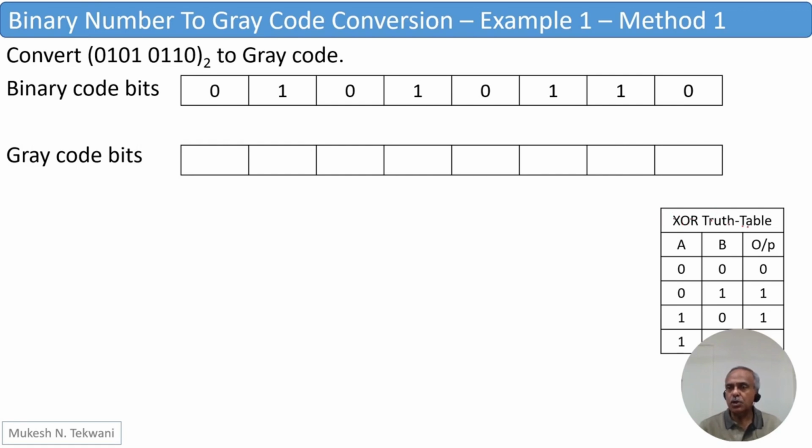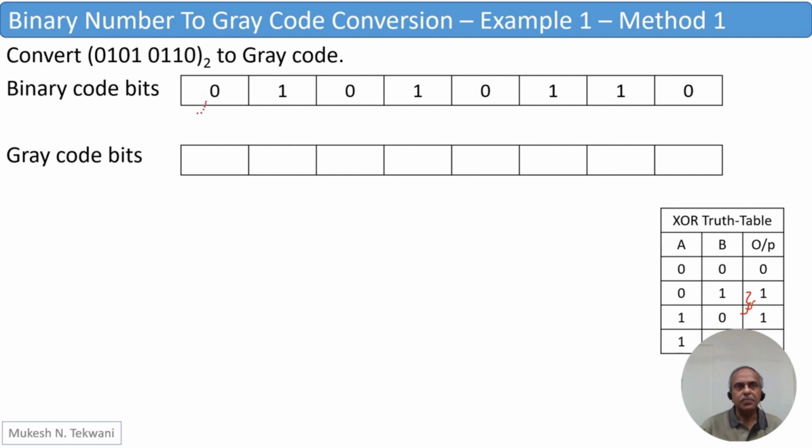This is our XOR truth table, and as we can see in the XOR truth table, when both the inputs are identical, 0 0 or 1 1, the output is 0. It is only when the inputs are different, 0 1 or 1 0, and only in these two cases, do we get an output of 1, right? So we'll apply this logic to this particular example.